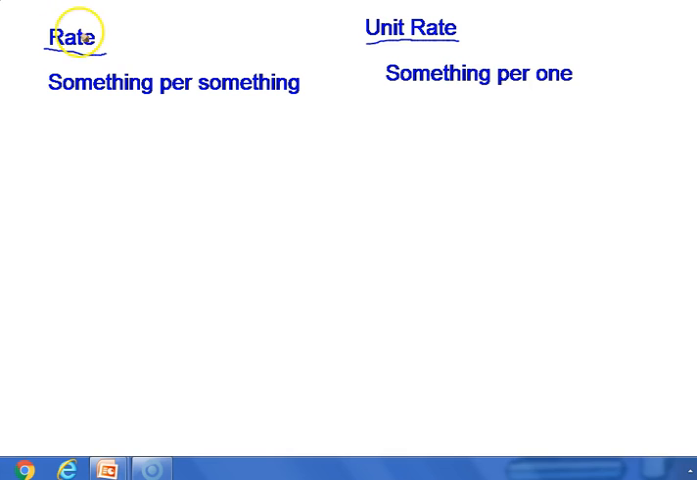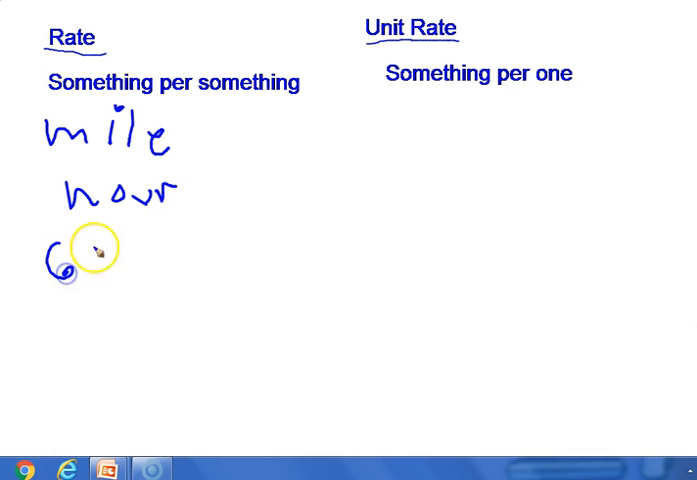When we compare rate versus unit rate, for a rate we're looking at something per something, and that's when we compare two quantities measured in different units. So like if we do, say, miles and hours, okay? So there's miles per hour. And a unit rate is something per one. The difference here is that over here in rate, let's say I was going 60 miles in 2 hours, okay? But over here, it's something per one.